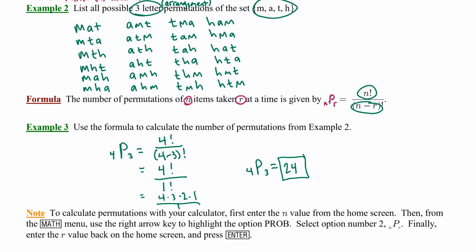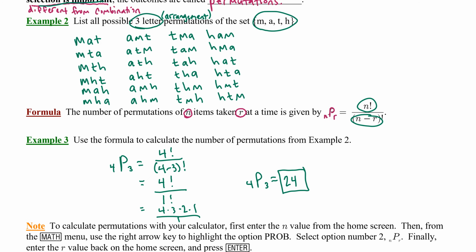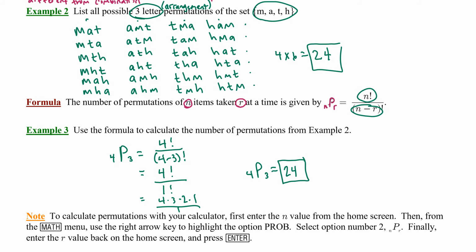So 24 total permutations. Now, if we come back up here to example 2, we had 1, 2, 3, 4, 5, 6 items in the rows, and we had 1, 2, 3, 4 columns. So we got a total of 24 permutations. So what we painstakingly took the time to list in example 2, we were able to efficiently calculate, at least the number of outcomes, using this formula.